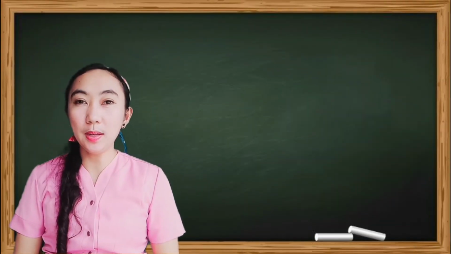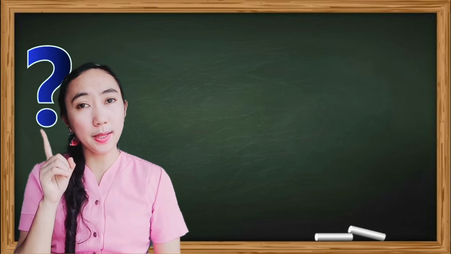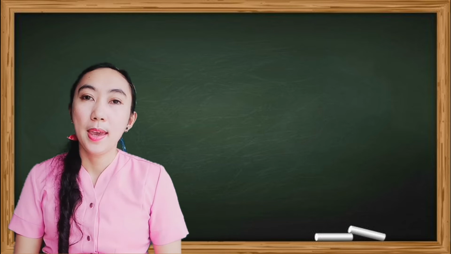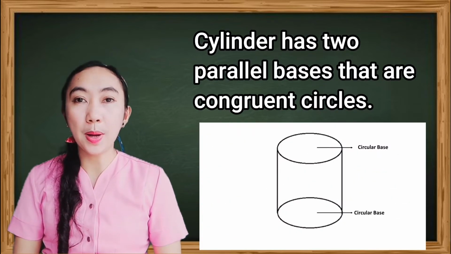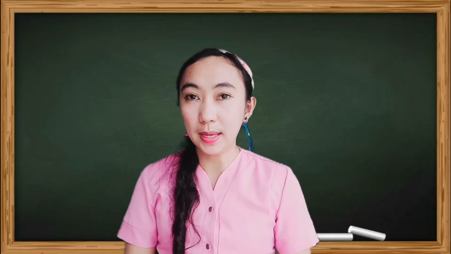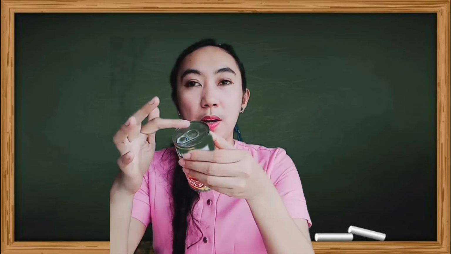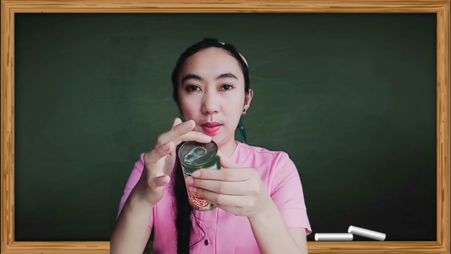Fifth type of solid figure is a cylinder. How do you describe a cylinder? A cylinder has 2 parallel bases that are congruent circles. Best example of it is a canned good. So these are the 2 parallel bases that are congruent circles.